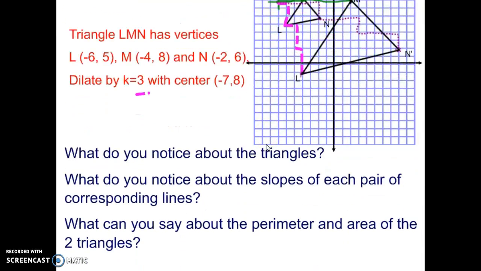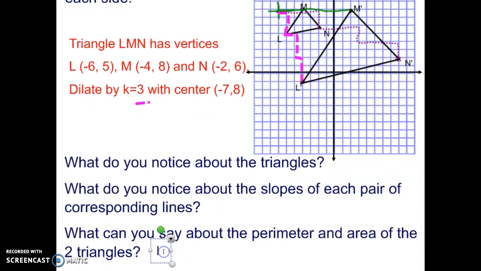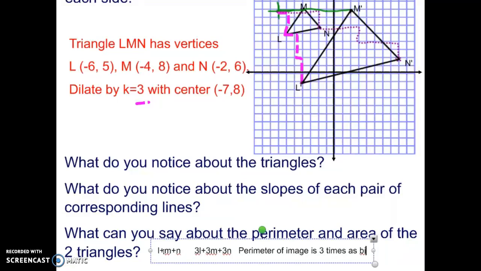If we think about the perimeter of each triangle, the perimeter is adding the 3 sides together, so L plus M plus N. And in the new shape, the perimeter would be 3L plus 3M plus 3N. So the perimeter of the new shape, or the perimeter of the image is what I should call it, is 3 times as big as the pre-image.